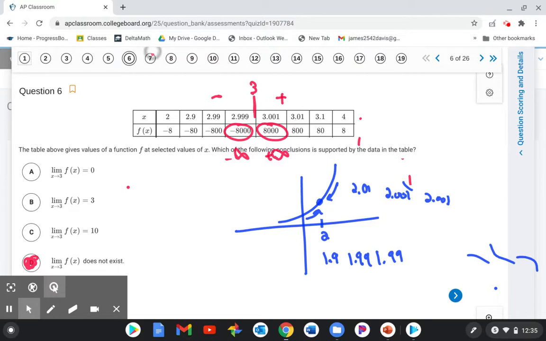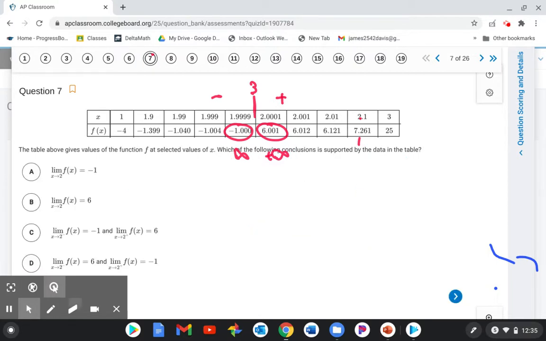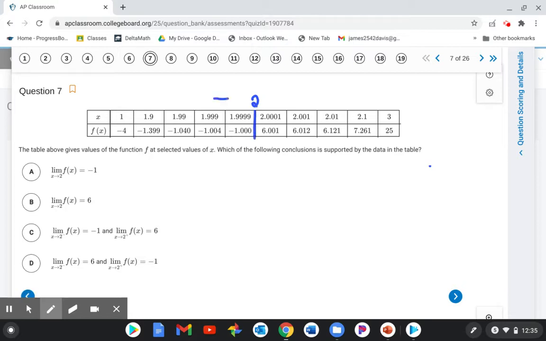Okay, I'll take number 7. All right, another table one, get a little practice on this. Which is supported by the table? So again, if we were to look at the x values, what we're supposed to be approaching here, it looks like 2 sort of falls right in the middle here. So this is from the left, this is from the right. As we approach from the left, it looks like the limit is approaching -1, right? And as we approach from the right, it looks like the limit's approaching 6.